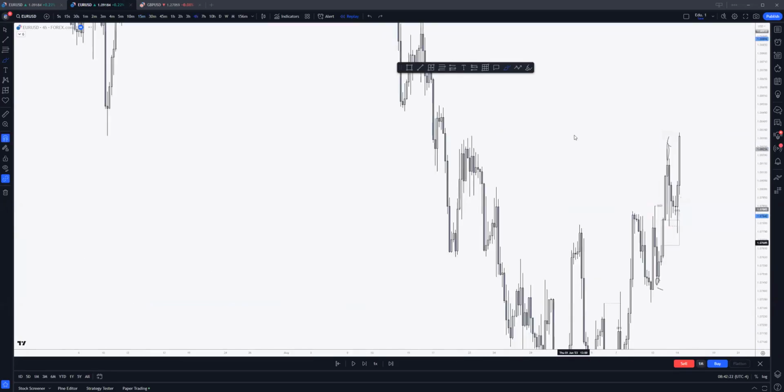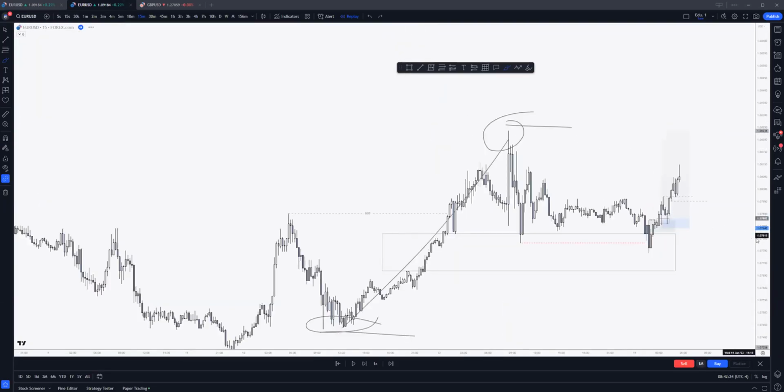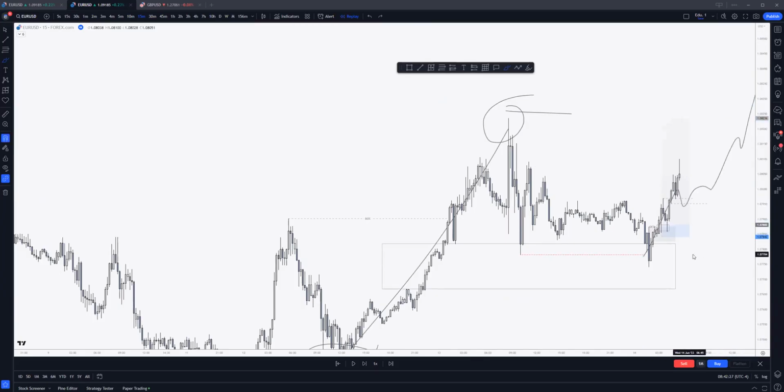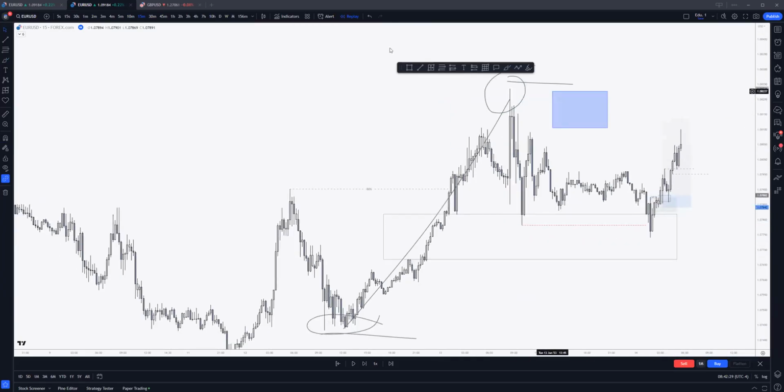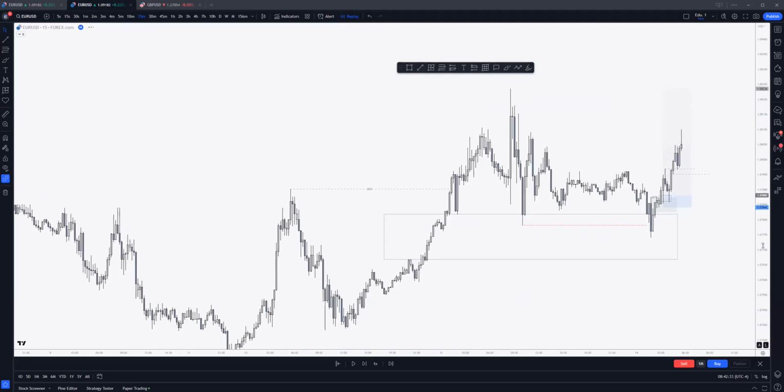And what do we know about draws on liquidity? Is that type 2 should just hold, and we should basically go straight there, right? And another question. Yeah, yeah.